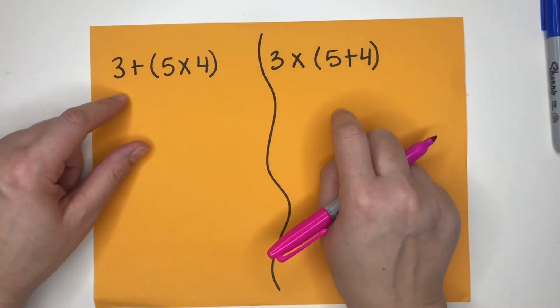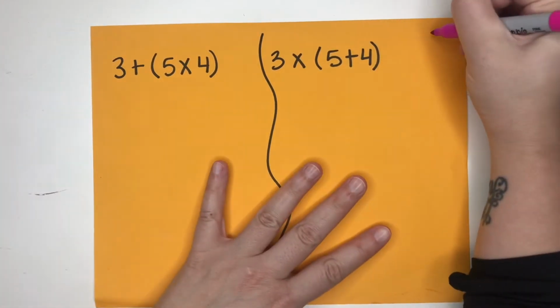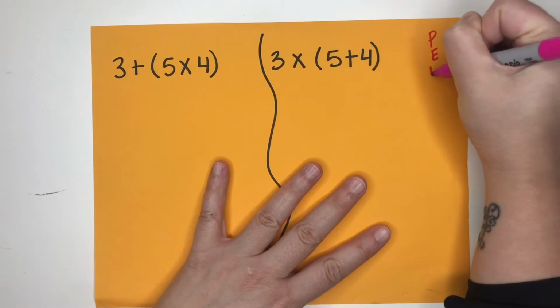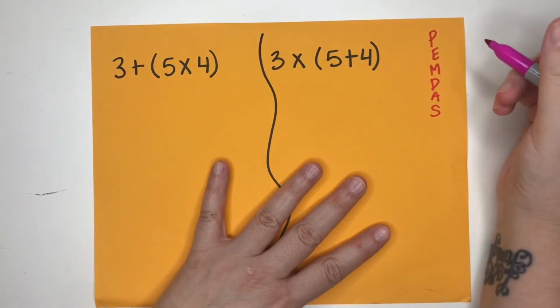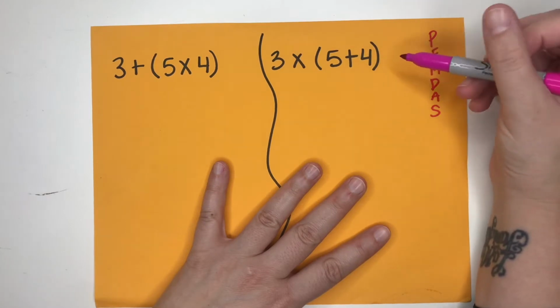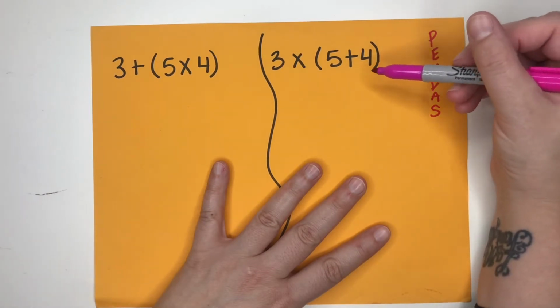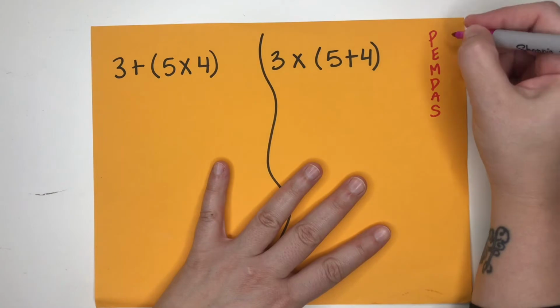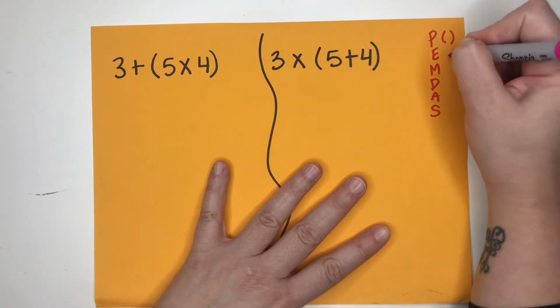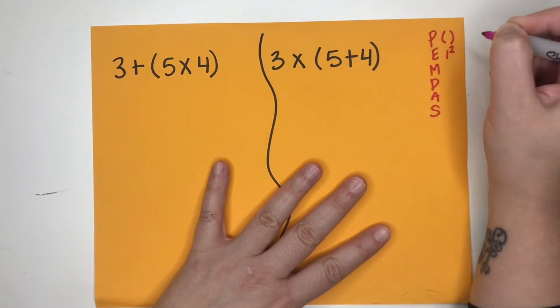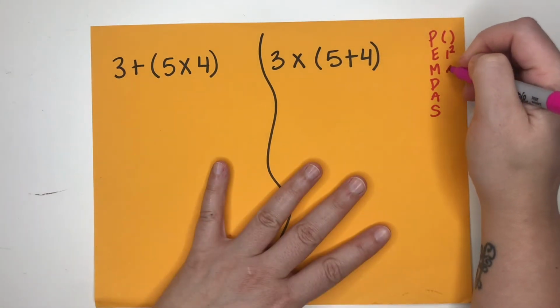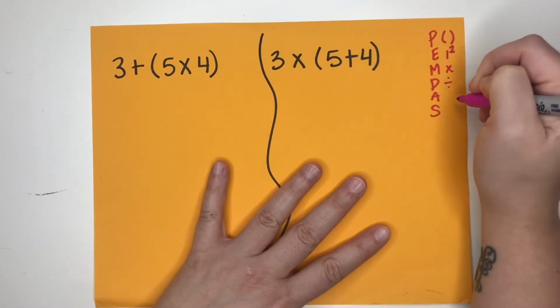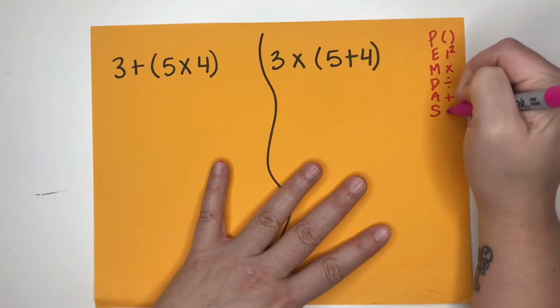First, we need to remember that PEMDAS, spelled this way, stands for the order of operations, the order in which you work on a math problem that has more than one step to it. You start with your parentheses, and then you work on exponents, which we really don't touch on too much yet. We will get there. We have multiplication, division, addition, and subtraction.